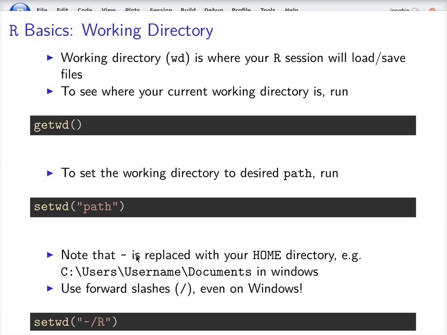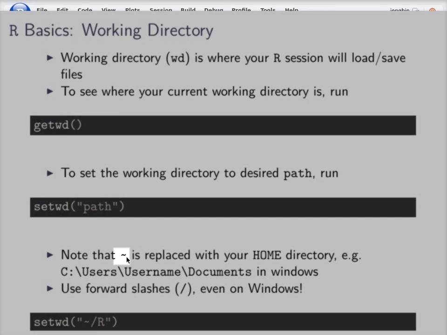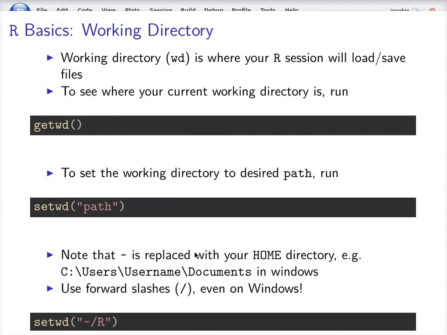Note, you can always use this tilde as your home directory. For OS X users, I think that's something /your username, I'm not sure. For Windows, it's C/Users and then your username and documents. Also, a note to Windows users, if there are any. I know the convention in Windows is to use backslashes for directories, but in R, you should use forward slashes all the time, okay? Because backslashes have different meaning, okay?